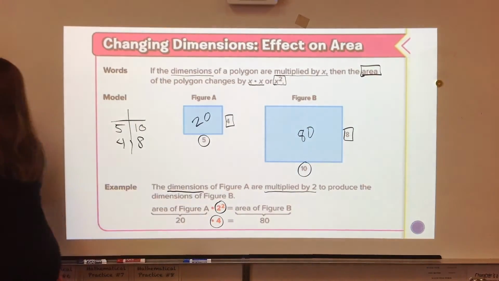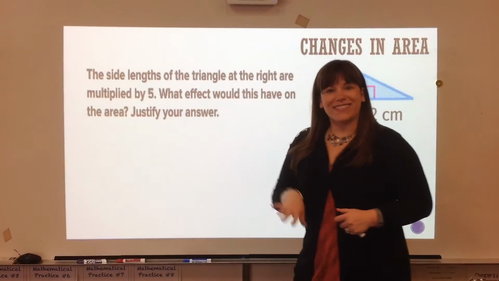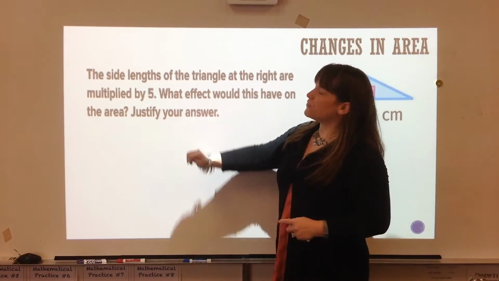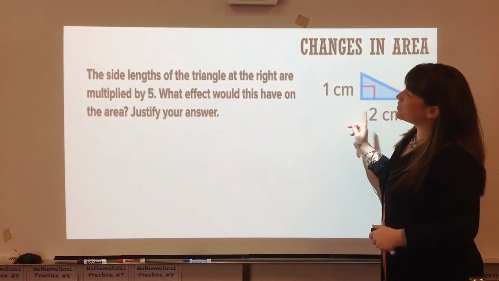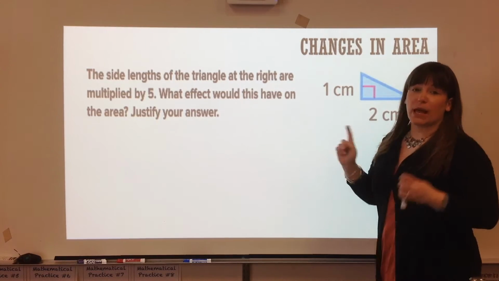So let's try some examples dealing with area. I'm on the inside now on the right, where we have two final examples dealing with this area change. The side length of a triangle is multiplied by 5.